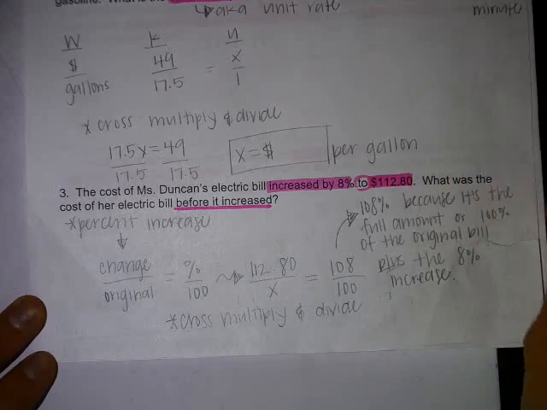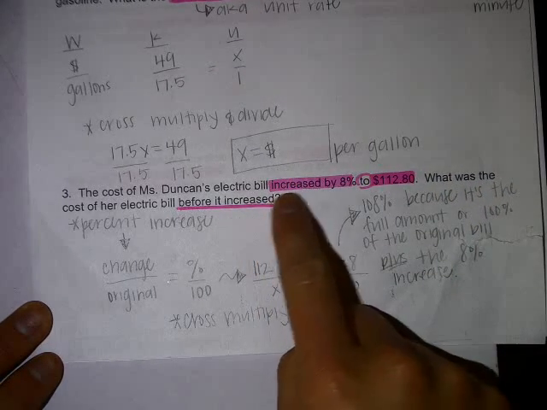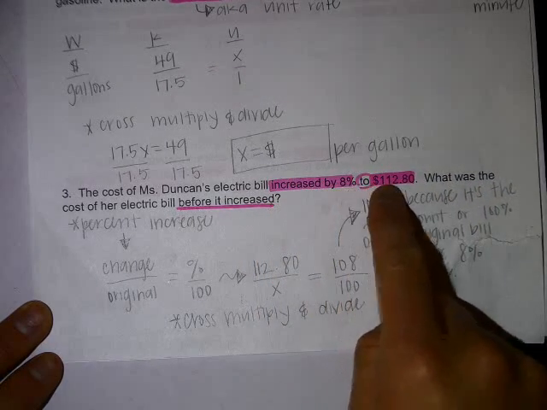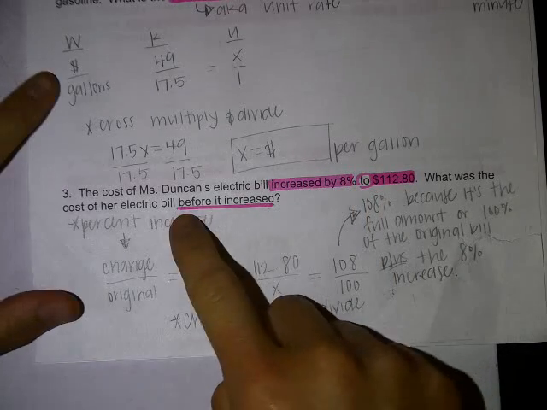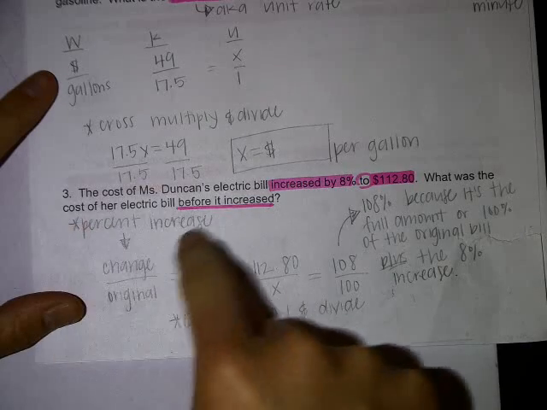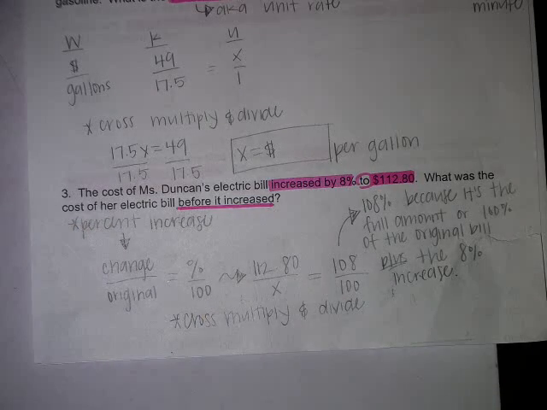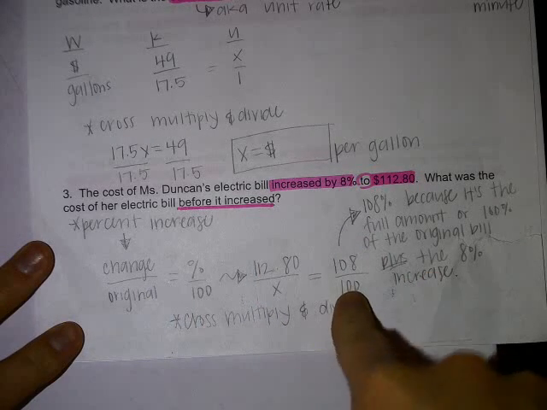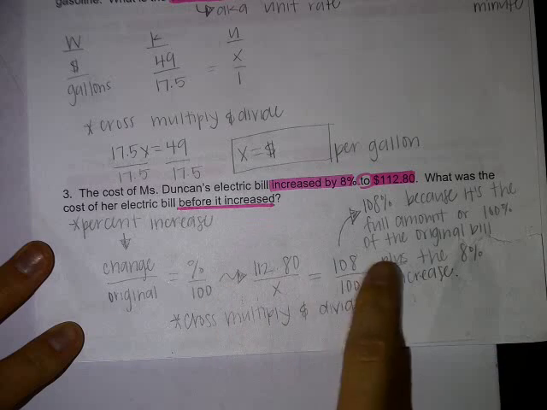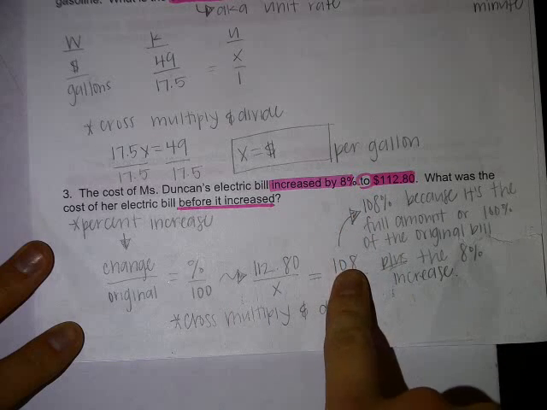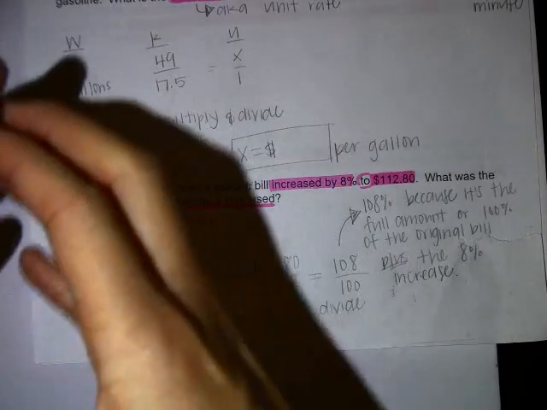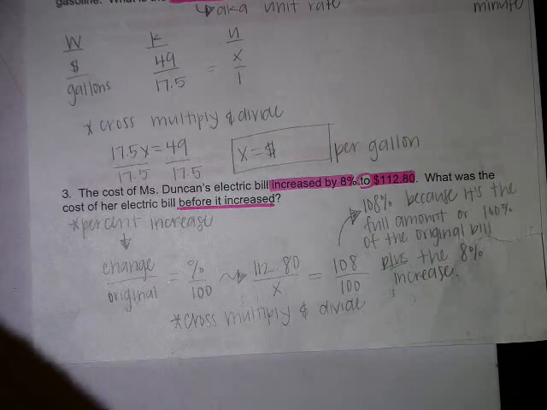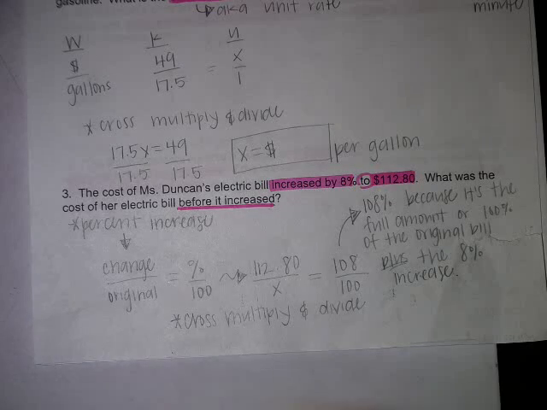Okay, number 3, the cost of Miss Duncan's electric bill increased by 8% to $112.80. What was the cost of her electric bill before it increased? So this is a percent increase decrease situation. So change over original equals percent over 100. Okay, this is always going to be a 100. Our percent, okay, 8%. However, since it's increased, we've taken the whole price of what the electric bill was before plus the 8% now.